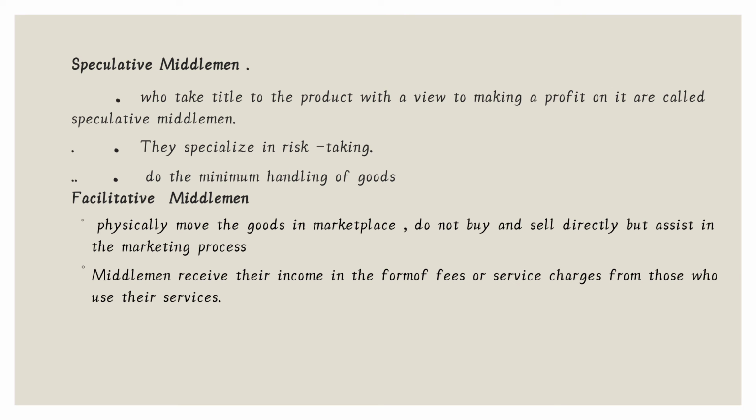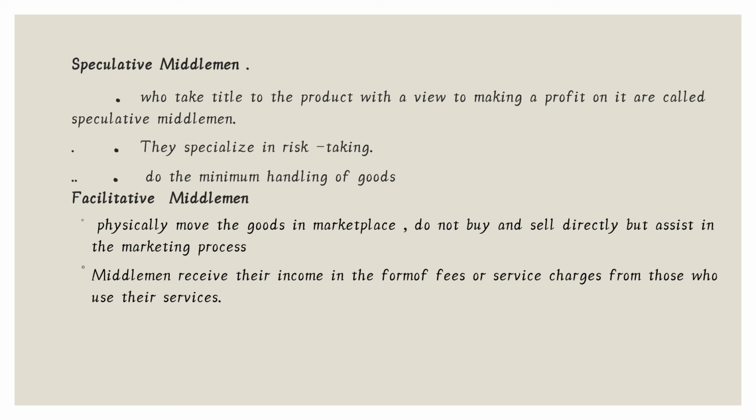Speculative middlemen. The middlemen who take a title to the product with a view to making a profit on it are called speculative middlemen. They are not regular buyers or sellers of produce. They specialize in risk taking. They buy at a low price when arrivals are substantial and sell in the off season when prices are high.